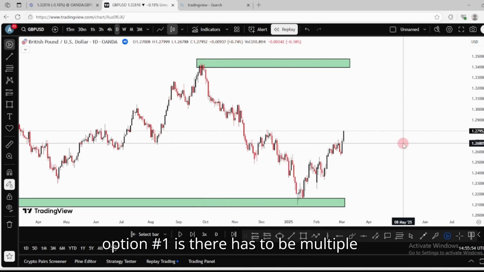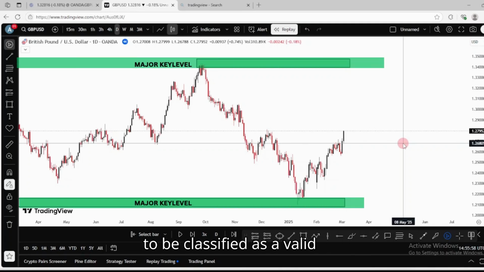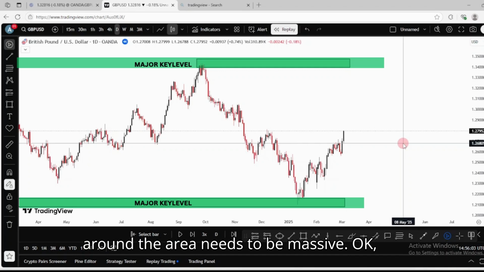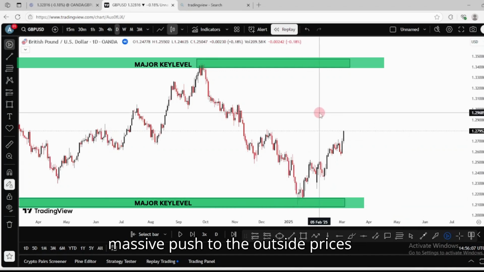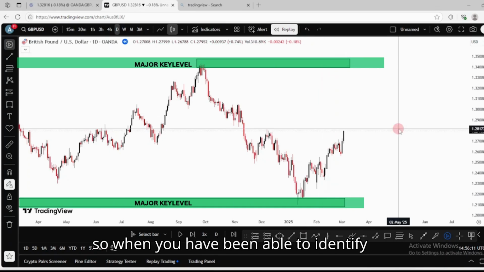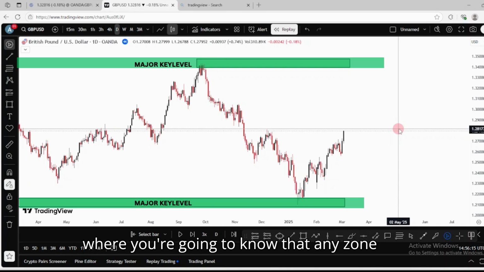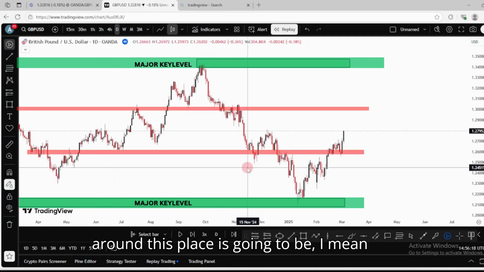Option number 1 is there has to be multiple rejections around the place for the zone to be classified as a valid key level. And also price movements around the area need to be massive. You can see here there's a massive push to the upside, price is rising. So when you have been able to identify your massive key level like this, that is where you're gonna know that any zone around this place is gonna be a minor zone, a minor key level.